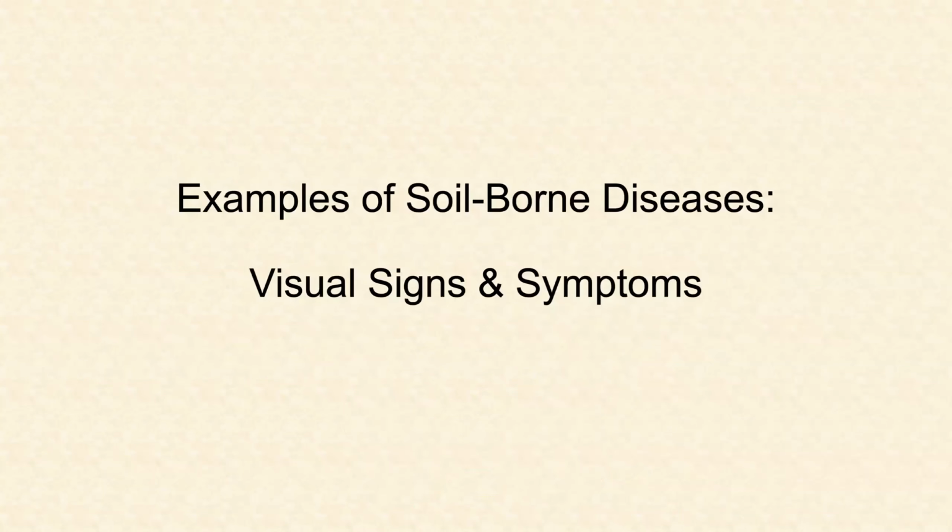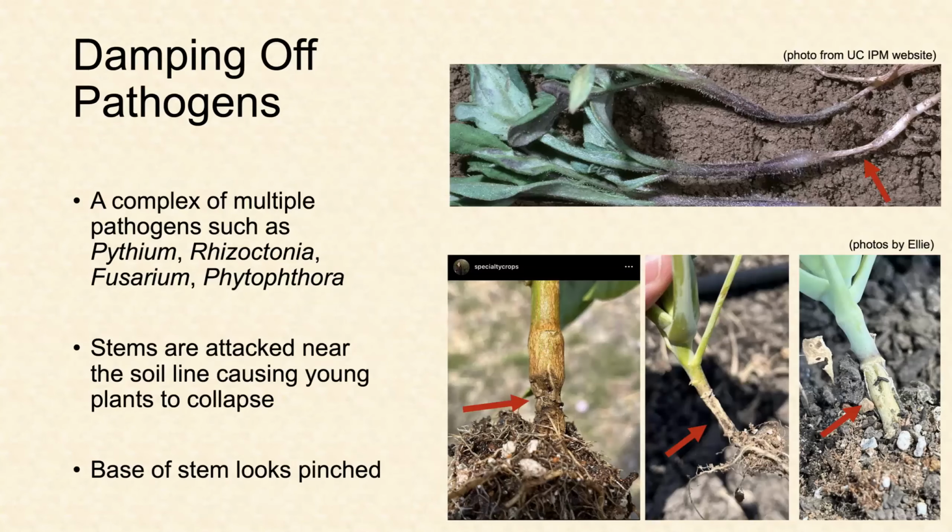So I'm going to go through just some quick examples of soil-borne diseases, of visual signs and symptoms. So this is just to get us thinking about what does this stuff really look like in the field? So we're going to start with damping off pathogens. So this is a complex of multiple pathogens like Pythium, Rhizoctonia, Fusarium, Phytophthora. So it could be any combination of these guys.